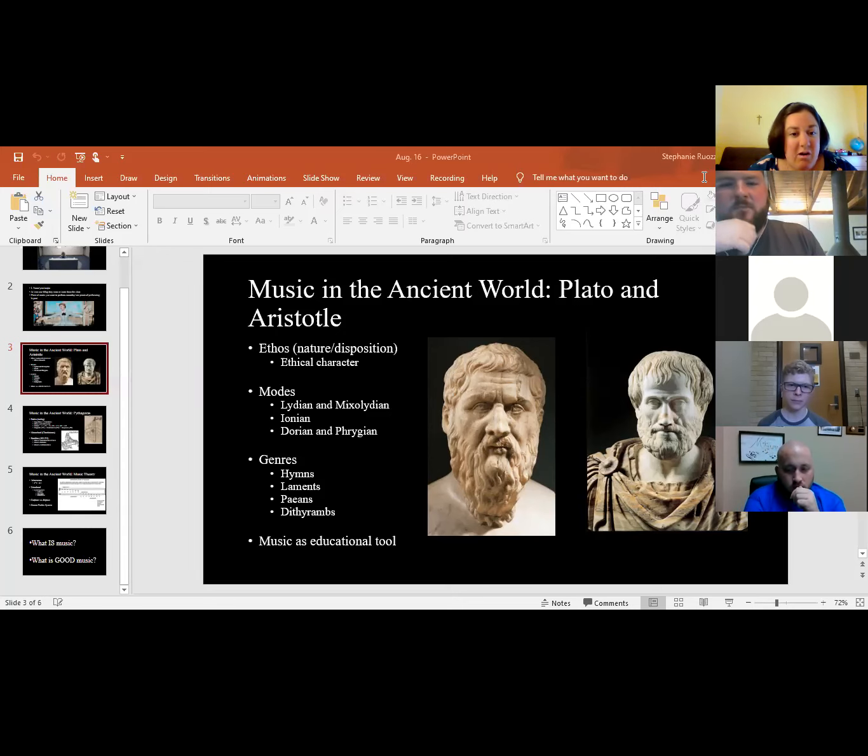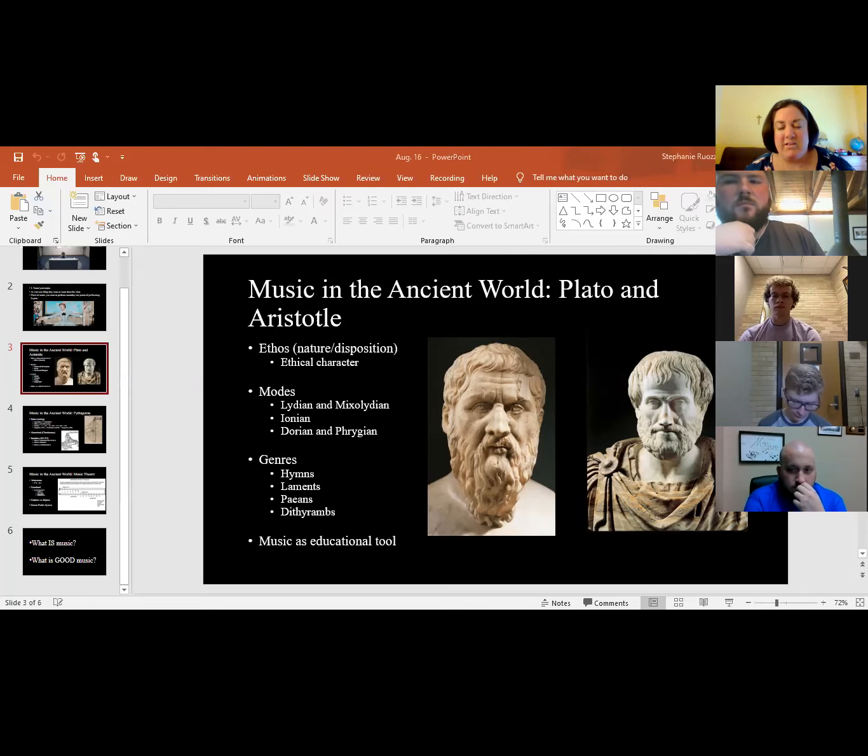So there are different genres of music in the ancient world. And I'll just talk a little bit about what the purpose of each genre was. So we've got hymns, laments, paeans, and dithyrambs. Each of them has its own distinctive melody types, which means they've probably got their own corresponding modes to go with them.